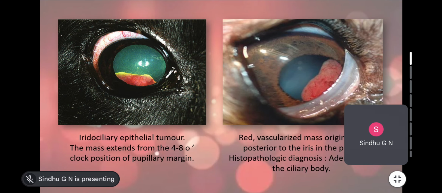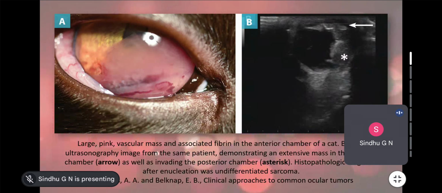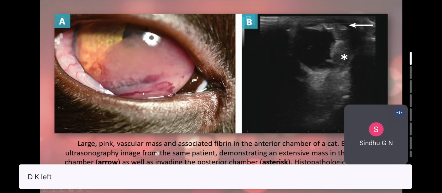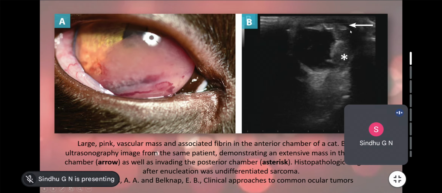So this one is an iridociliary epithelial tumor in the pupillary margin here. That is also a differential for red eye in the anterior chamber. Then here also there is a vascularized mass. It's an adenoma of the ciliary body. This one is a large vascular mass with fibrin. These are fibrin clots in the anterior chamber. So in the scan, we can see it is a huge mass in the posterior chamber.